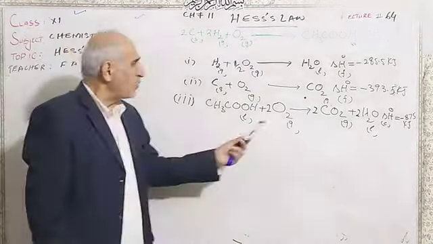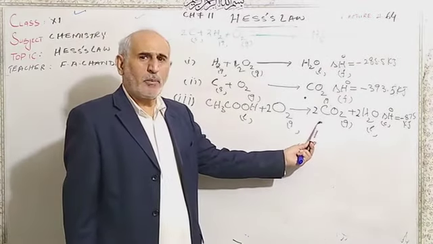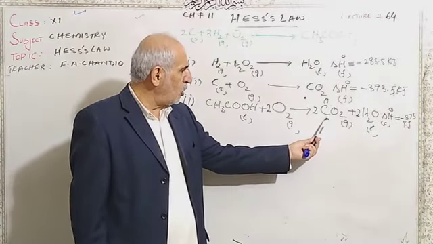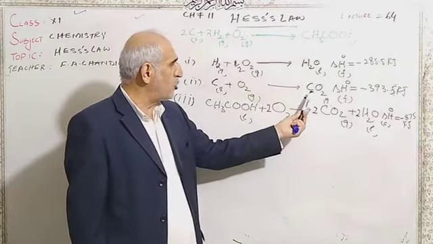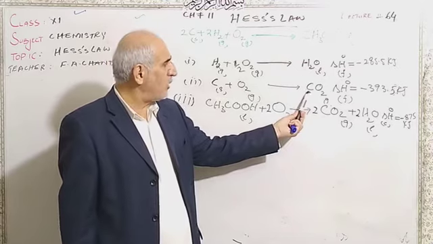Now here you are finding in the main combustion equation 2 moles of carbon dioxide gas, because there is no carbon dioxide gas, it should be cancelled. I must multiply this by 2.